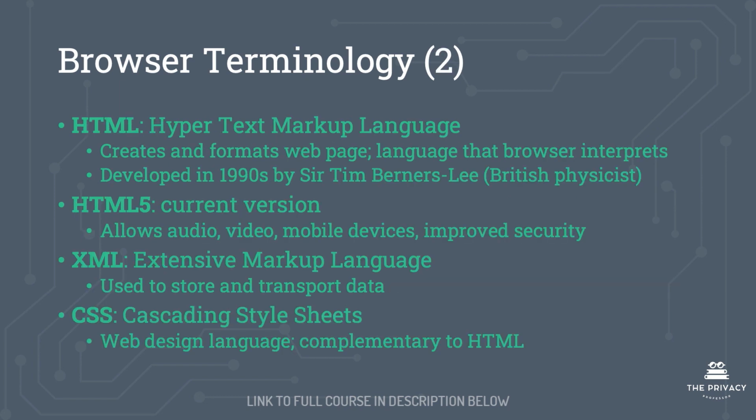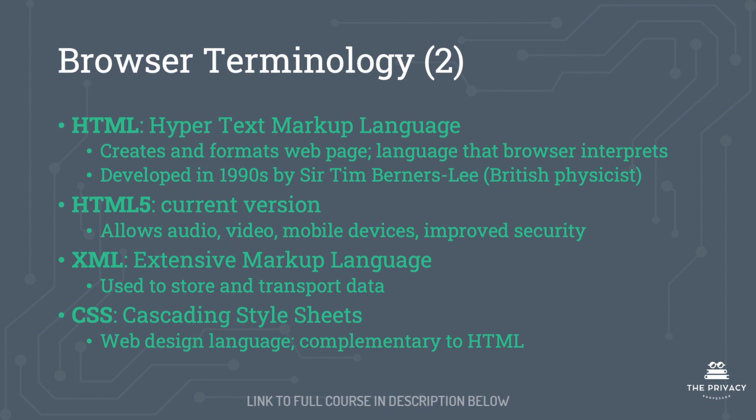HTML stands for Hypertext Markup Language. This is a coding language that creates and formats a web page. The browser then interprets all of that code and shows you pretty pictures. HTML was developed in the 1990s by Sir Tim Berners-Lee. He was a British physicist. The current version of HTML is HTML5. It differs from some of the original versions because HTML5 allows audio, video, mobile devices, and has improved security.